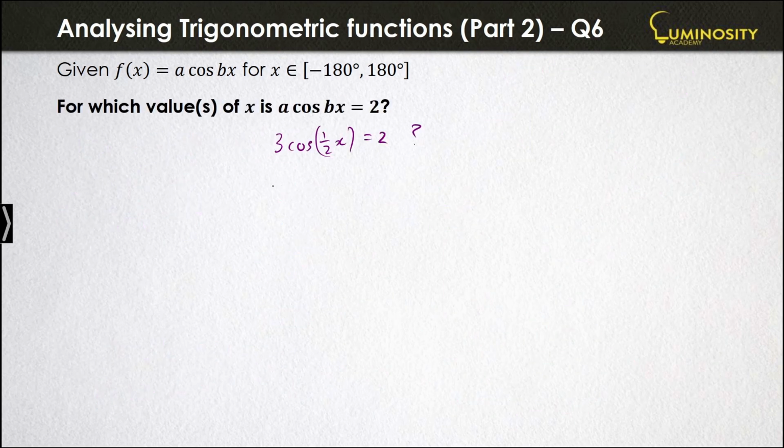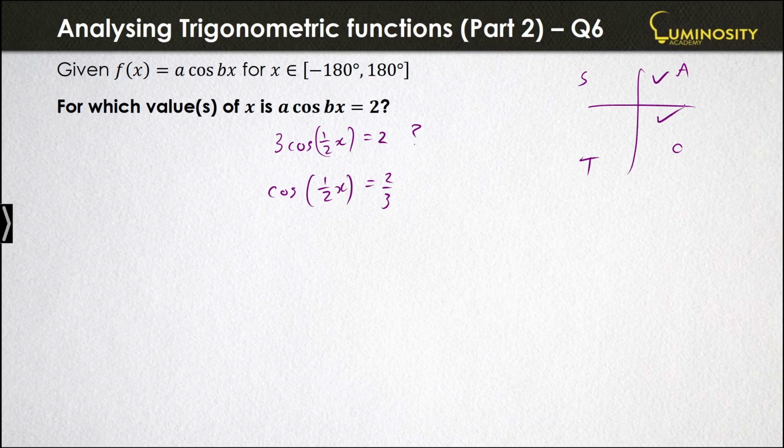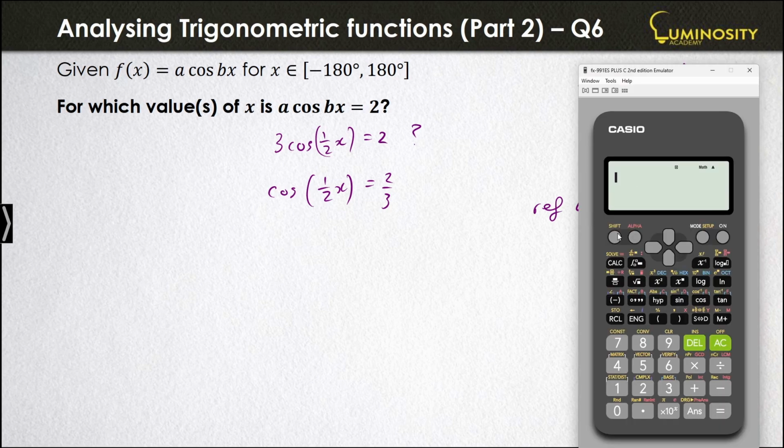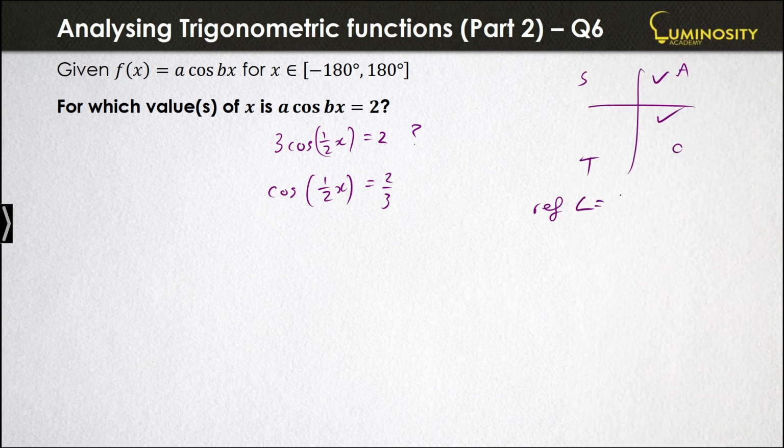So I'll have cos of a half x equals 2 over 3. So bring my cos diagram out. Where's cos positive? First and fourth quadrants. And I need a reference angle. So my reference angle is going to be cos inverse of 2 over 3. That's 48.19 degrees.